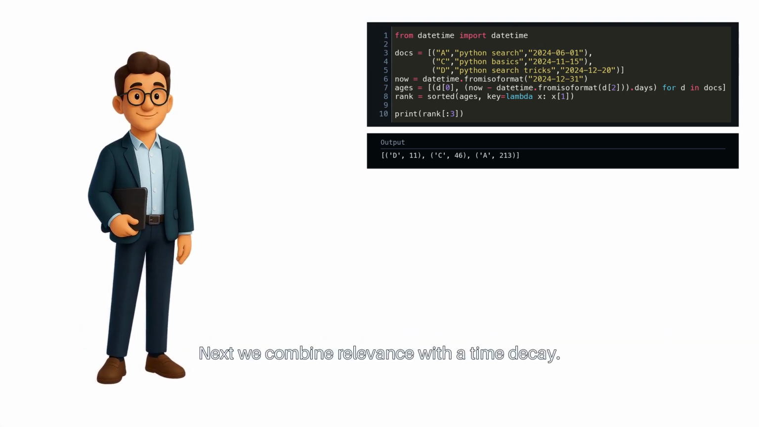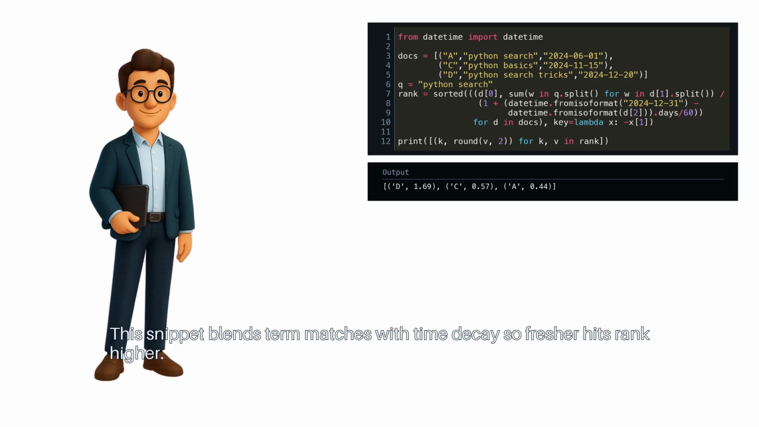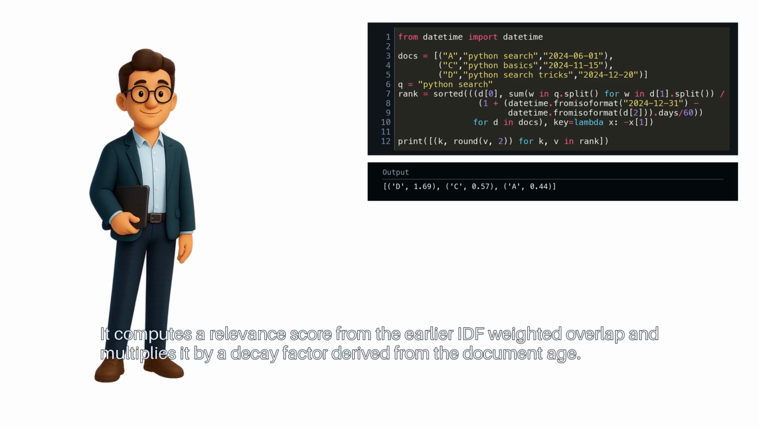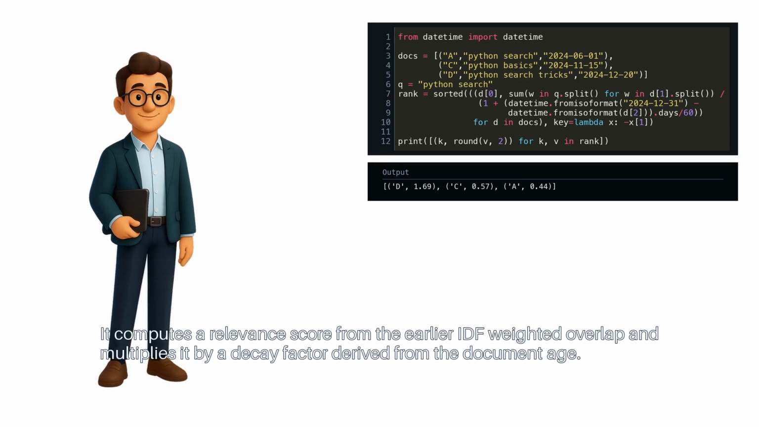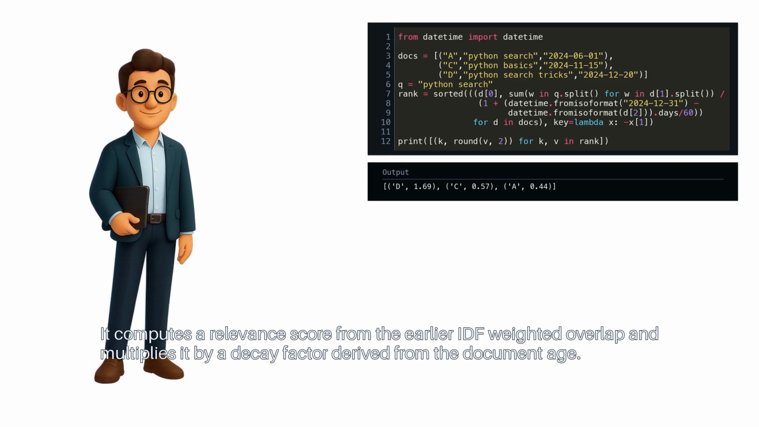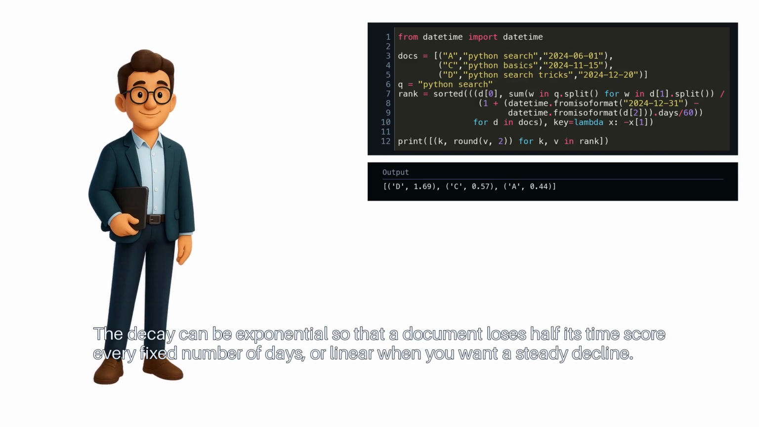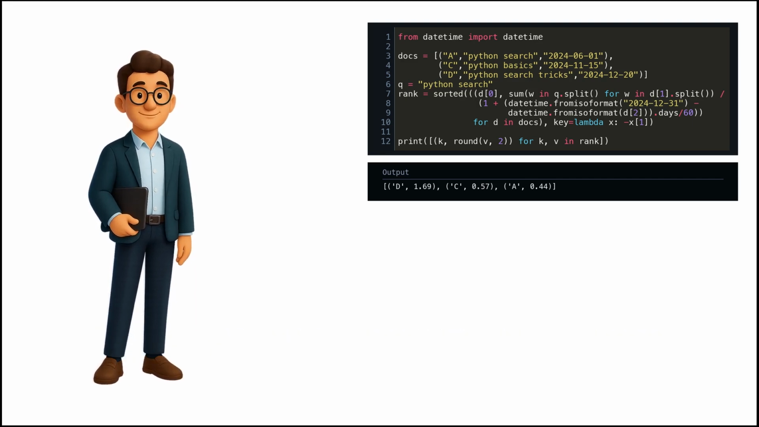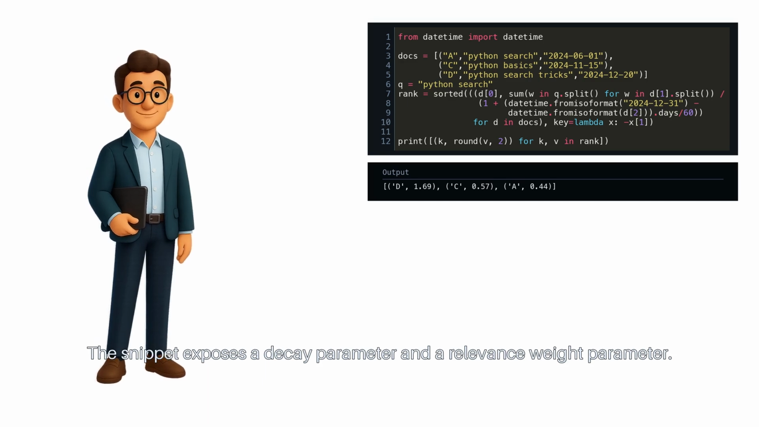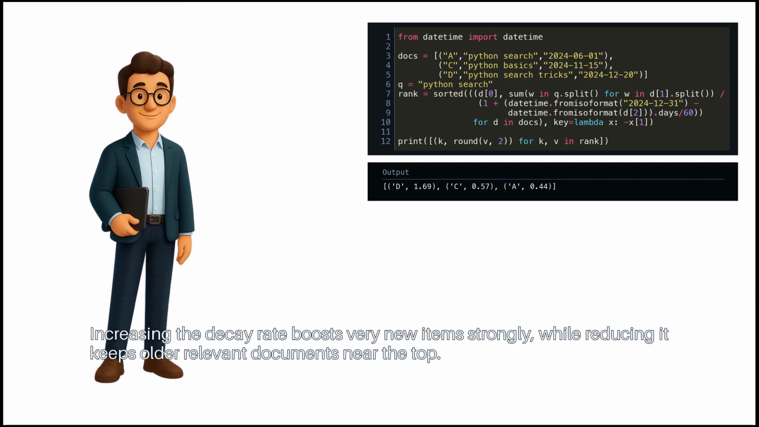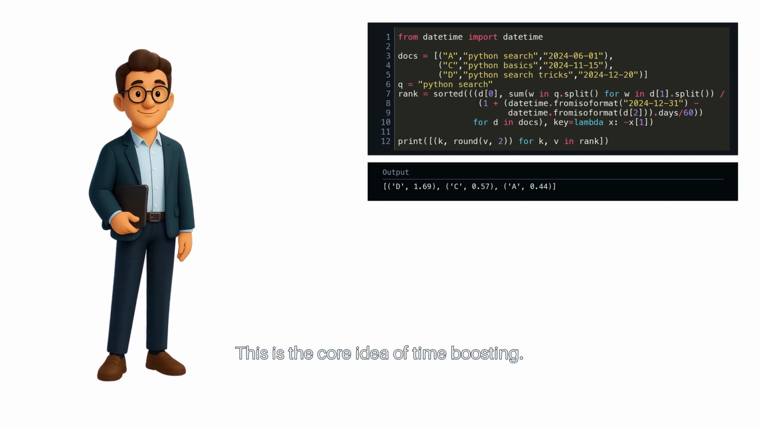Next, we combine relevance with a time decay. This snippet blends term matches with time decay, so fresher hits rank higher. It computes a relevance score from the earlier IDF weighted overlap and multiplies it by a decay factor derived from the document age. The decay can be exponential so that a document loses half its time score every fixed number of days, or linear when you want a steady decline. The snippet exposes a decay parameter and a relevance weight parameter. Increasing the decay rate boosts very new items strongly, while reducing it keeps older relevant documents near the top. This is the core idea of time boosting.